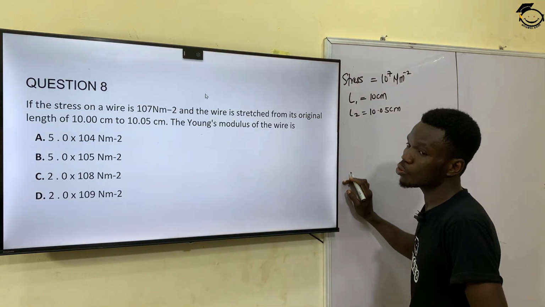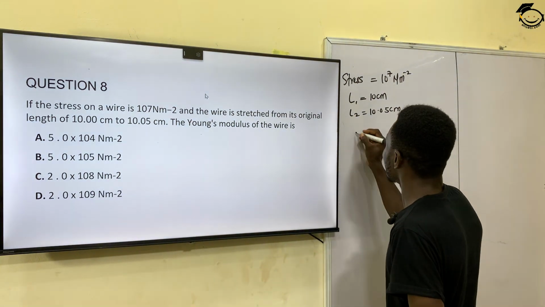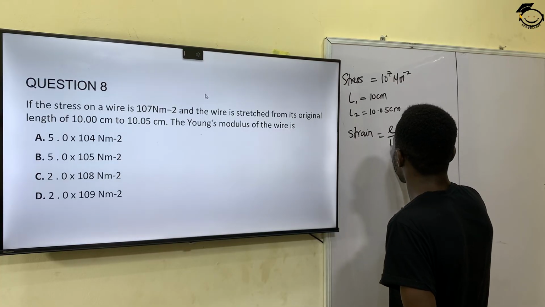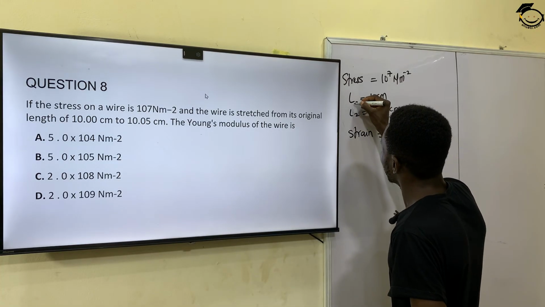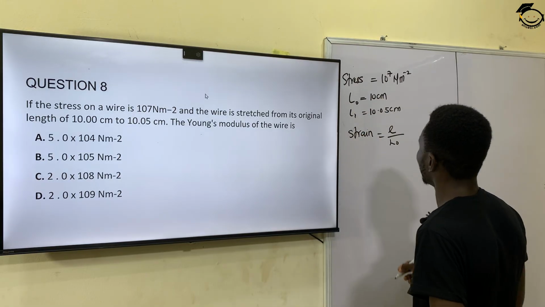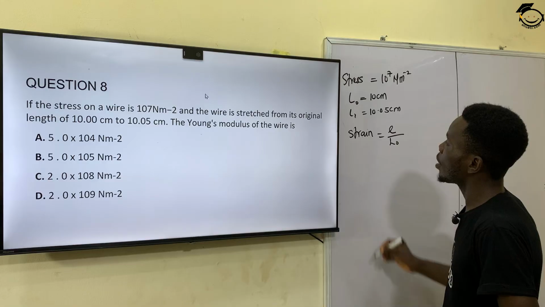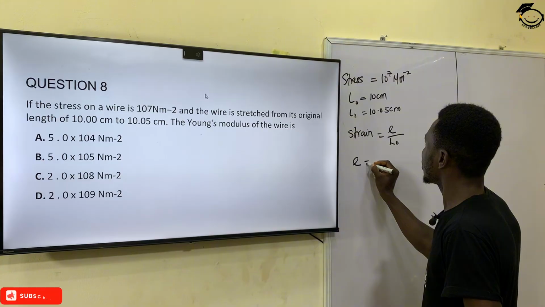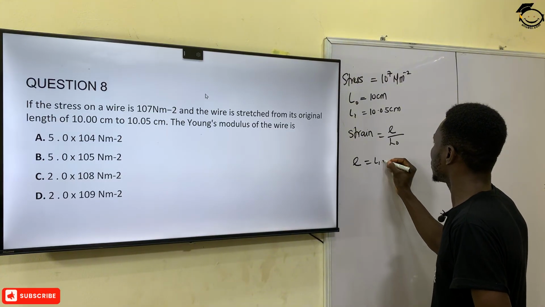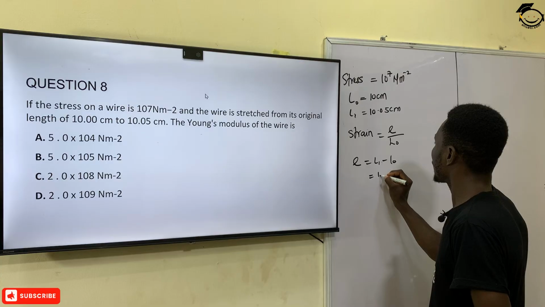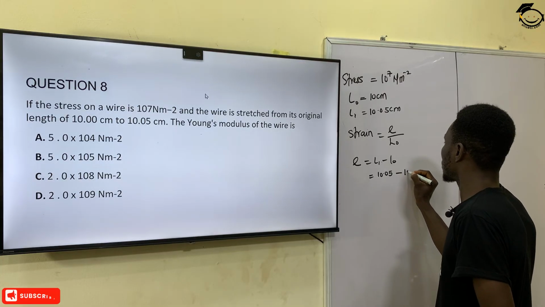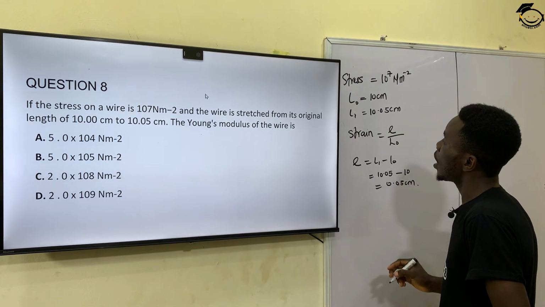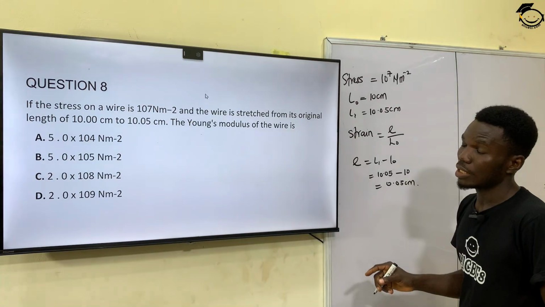So we have to find the Young modulus. For us to find the Young modulus, we have to know the strain of the wire. And we know that strain is extension over original length. So if my strain is extension over original length, then I have to find out what the extension is. The extension here is L1 minus L0, which is the same thing as saying that I have 10.05 minus 10, and that will give me 0.05 centimeters.